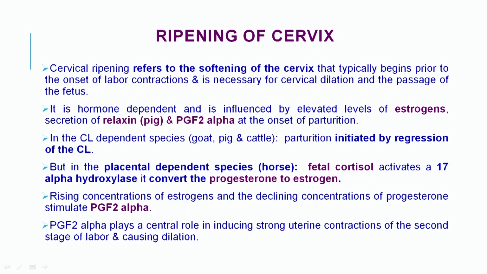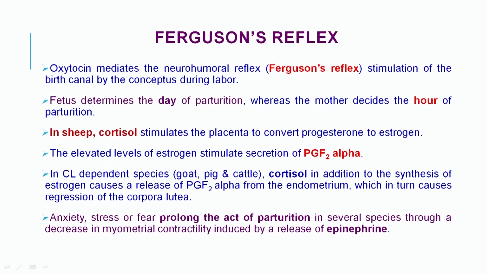But in placental dependent species like the horse, fetal cortisol activates the 17 alpha hydroxylase. It converts the progesterone to estrogen. The rising concentration of estrogen and declining concentration of progesterone stimulate PGF2 alpha secretion. PGF2 alpha plays a central role in inducing the strong uterine contraction of the second stage of labor and causing the dilatation. Ferguson's reflex takes place when the feet of the fetus come into the birth canal, and it helps in the secretion and contraction of the uterine muscles and helps in the parturition of the fetus.